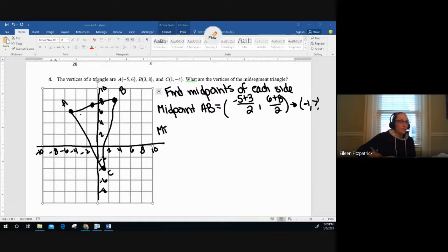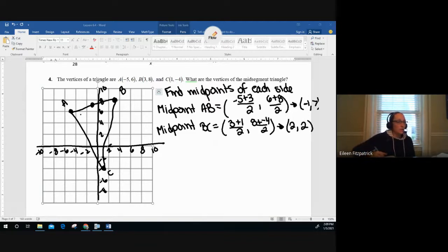Then you're going to find the midpoint of BC, same way. So average of the x's, 3 plus 1 divided by 2. Then you take the y coordinates, 8 and negative 4, and average them. 8 plus negative 4 divided by 2. So 3 plus 1 is 4. 4 divided by 2 is 2. 8 plus negative 4 is 4. 4 divided by 2 is 2. So the midpoint is at 2, 2. And even though my segment was not drawn very straight, it looks like it's about the midpoint.